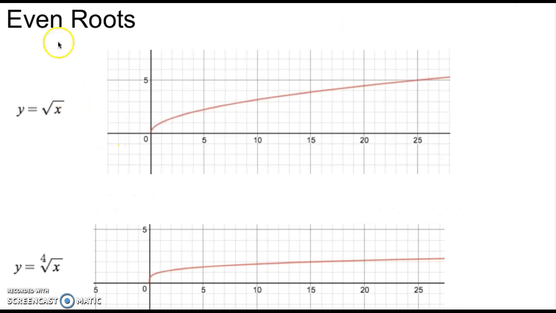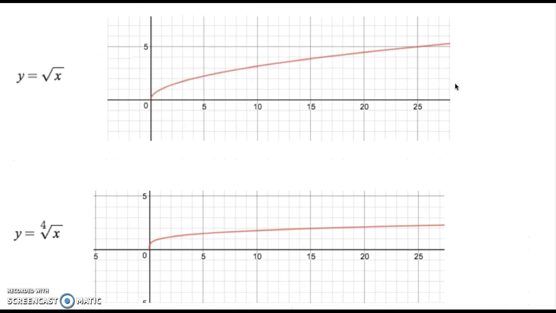What's newer to us are when we graph square roots and cube roots. Anytime we have even roots, like a square root of x or a fourth root of x, they always have the same general shape. They are only in the first quadrant, because remember, when we take the square roots of numbers, if they're negative, they're imaginary, and we can't graph imaginary numbers. So even roots are always like half of a parabola and just going off to the right.